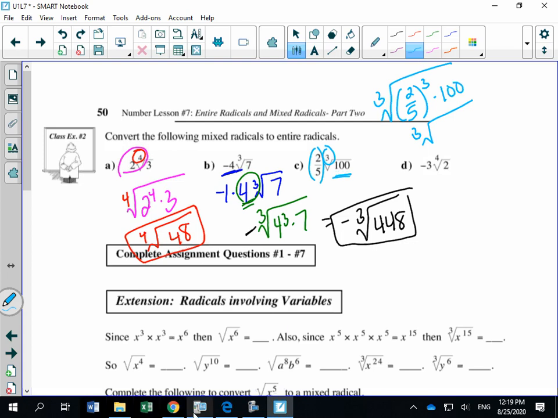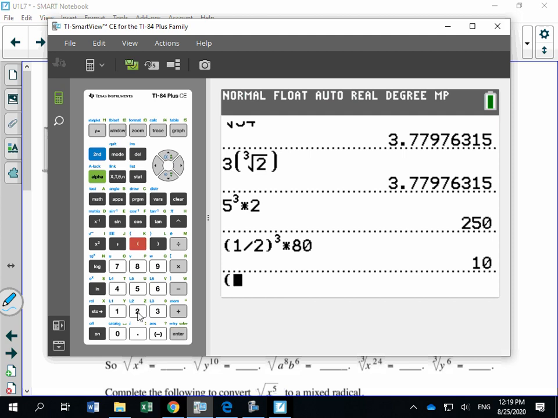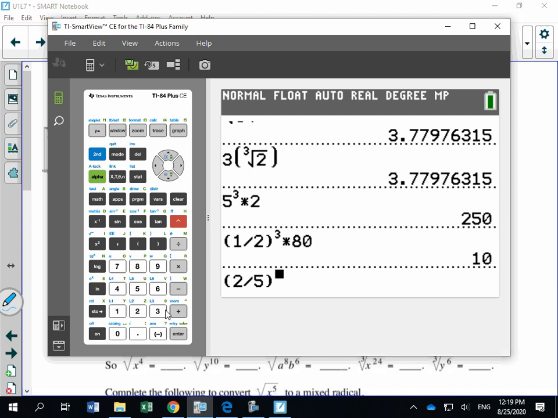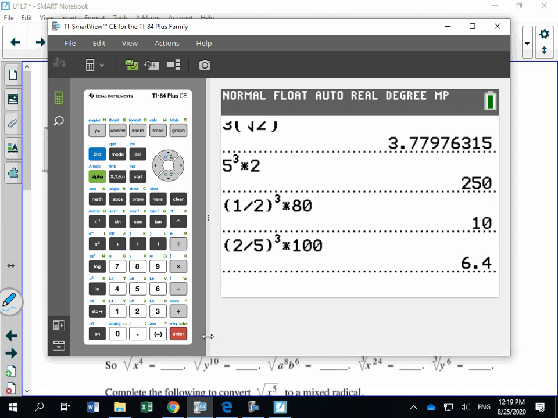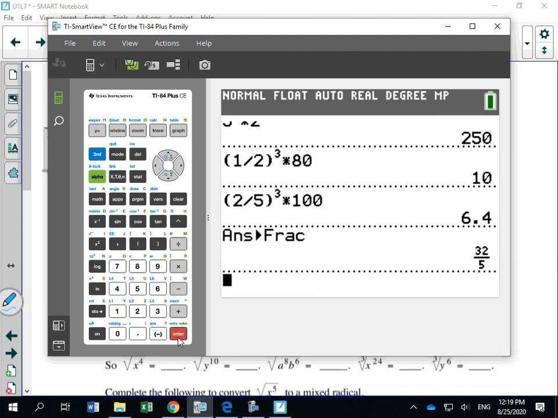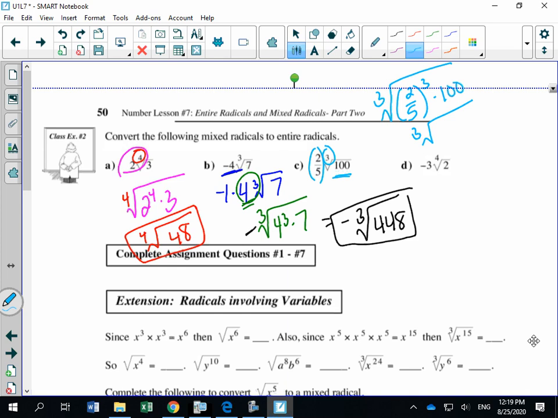2/5 to the power of 3 times 100, open bracket, 2 divided by 5, close bracket, power of 3 times 100. 6.4. They usually don't like decimals underneath your radical sign, so go back to math one fraction. 32 over 5. So this is equal to the third root of 32 over 5.